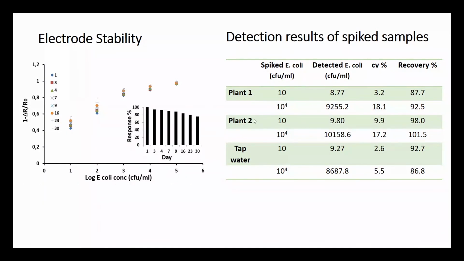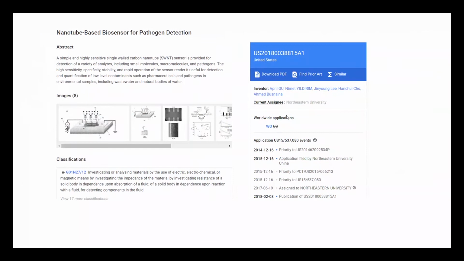The sample was taken from the environmental wastewater plant, and we tested tap water. Again, you can see that we have about 20% false result. So we tested 10 and 10^4 CFU per ml levels. So I guess this is what I have for our work.